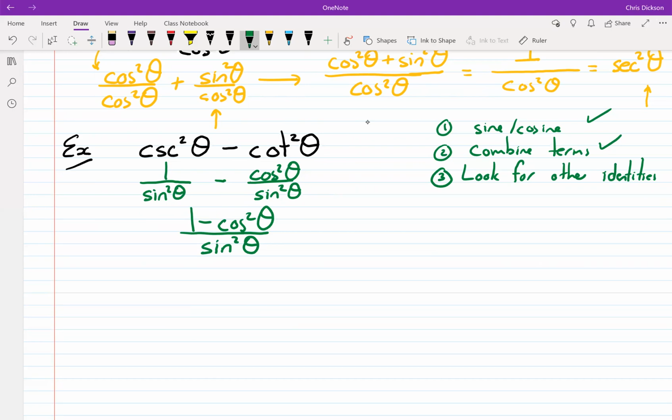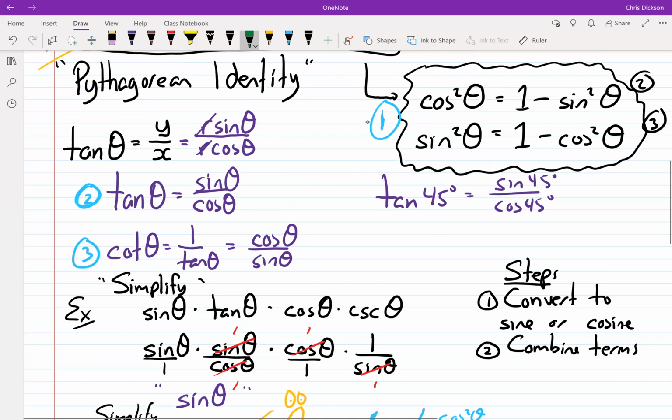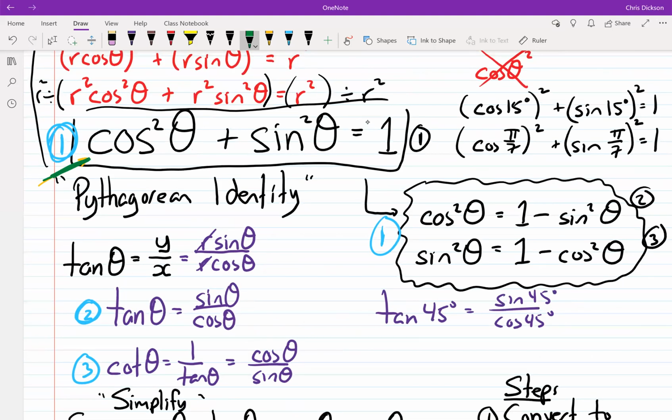So 1 minus cos squared theta. Where have we seen that before? Well, if we scroll up, this here, we've seen that before: cos squared theta plus sine squared theta equals 1. And so if we were to bring one of those trig terms over, we would get one of these equations here, right? So let's just go back down there again.